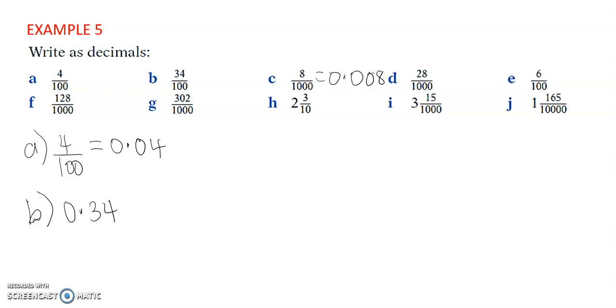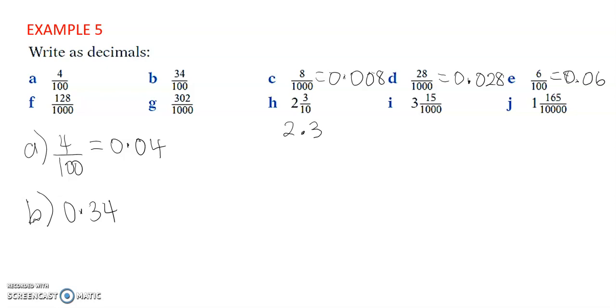Okay. Now, what about in D? I need 3 spots, so 0.028 to make the 3 spots for the 3 zeros. In E, I need 2 spots for the zeros, so I'm getting 0.06, okay, because that's going to give me the hundredths. What about if I get to something that has a whole? Well, if it has a whole, you simply write that whole, and then you write the decimal part after it, okay, and that's 3 tenths there.